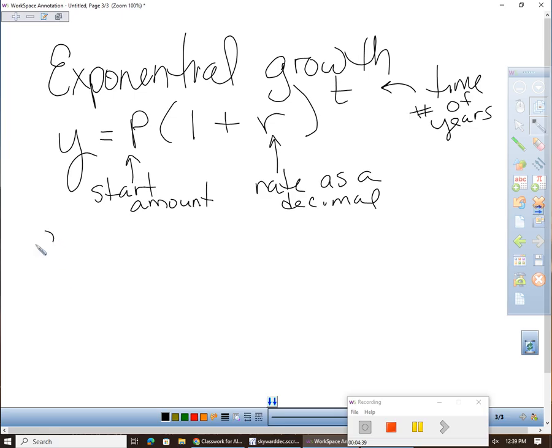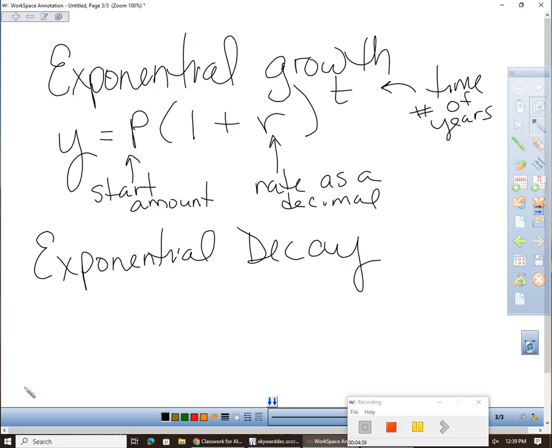If we have exponential decay, the only difference between these two formulas is that it's y equals p times 1 minus r to the t. So if something is decaying, depreciating, getting smaller, it's 1 minus r.